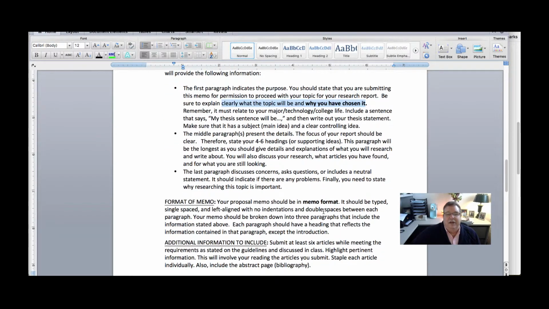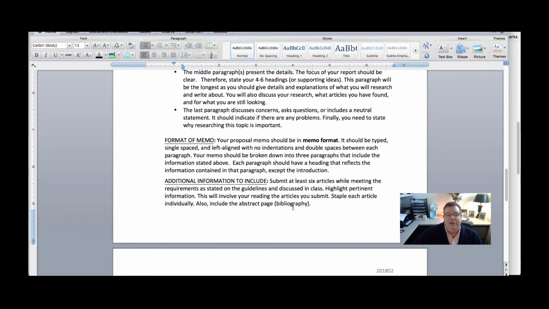The last paragraph discusses concerns, asks questions, or includes a neutral statement. It should indicate if there are any problems. Finally, you need to state why you are researching the topic. Why you're researching the topic is important. And I did talk about this briefly when we were going over the thesis statement. At the end of the thesis statement, you need to basically say why we should care about your topic. Why is this topic important?